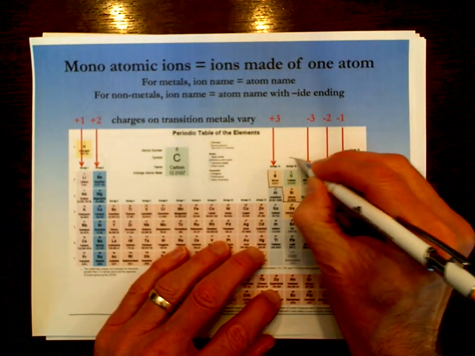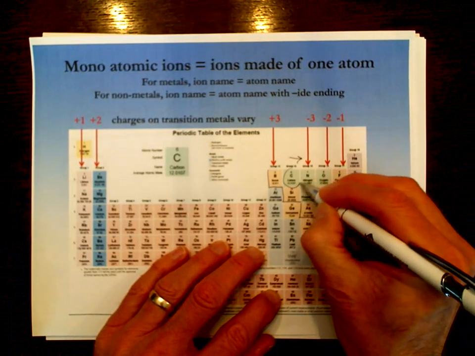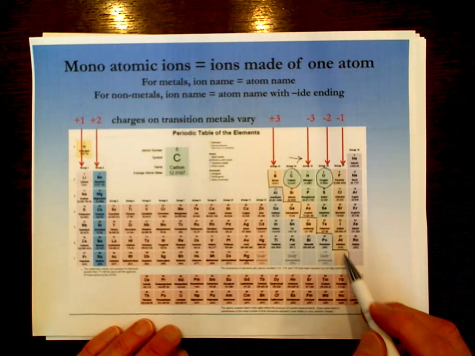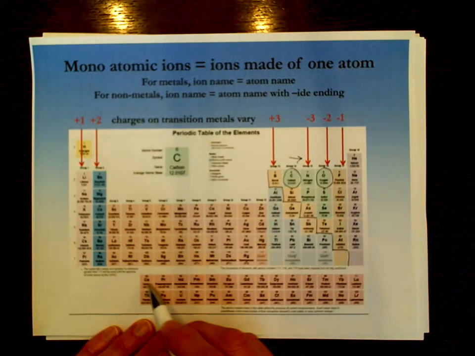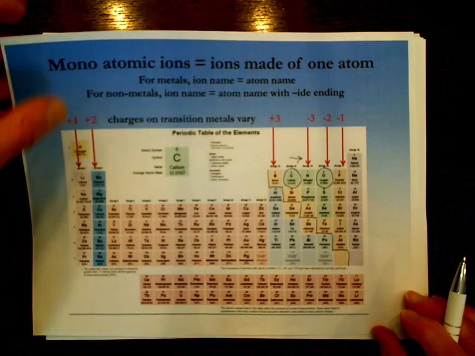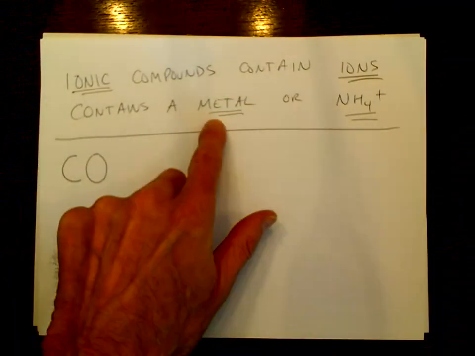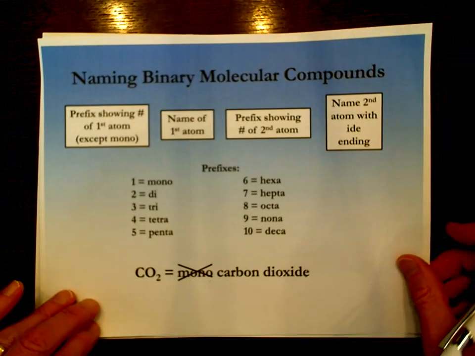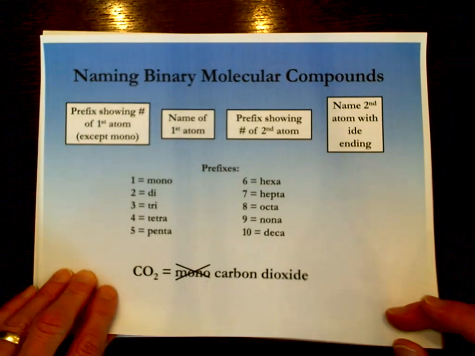Anything on this side of the stair step, which carbon and oxygen are, is going to be a nonmetal. Anything on this side of the stair step and all this stuff down here, those are our metals. And so carbon monoxide contains no metals, no ammonium. We're going to use the binary molecular compound method for naming this.